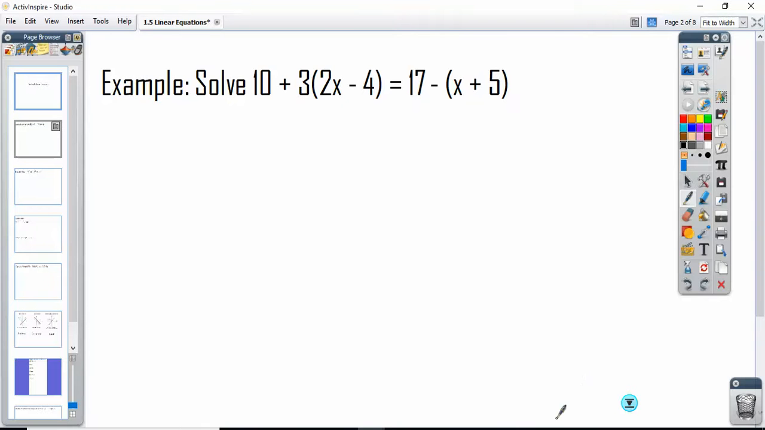So our first problem. I want to solve this one. If you are solving an equation, your strategy is to get x by itself. Where would I begin here? What's my first step?